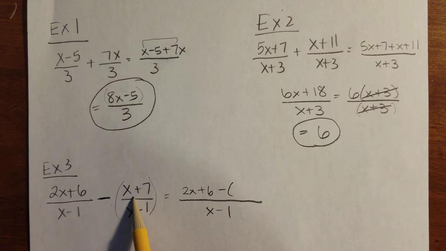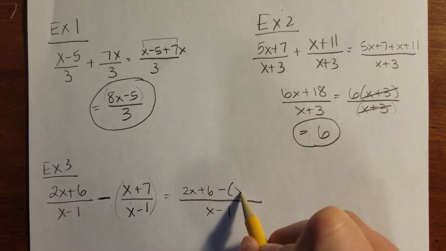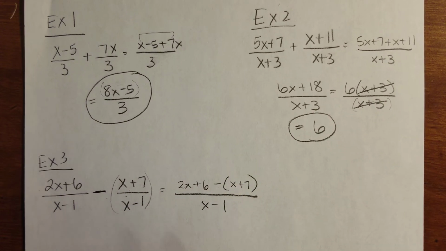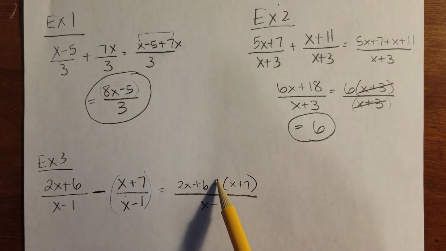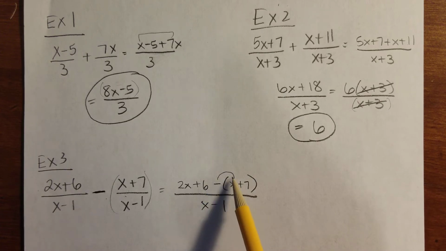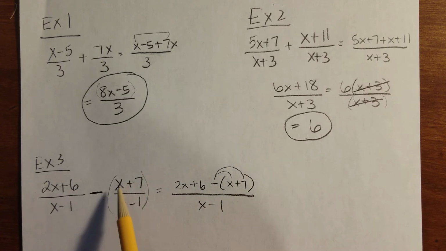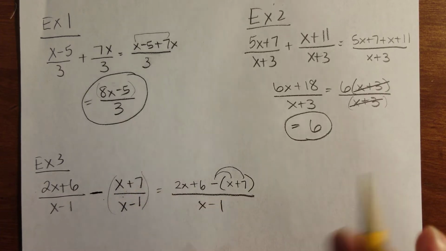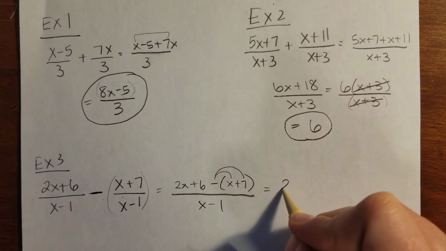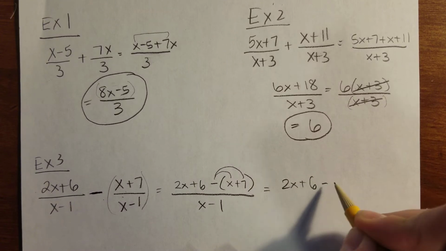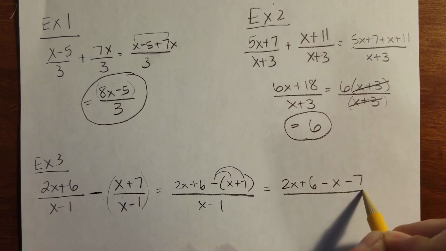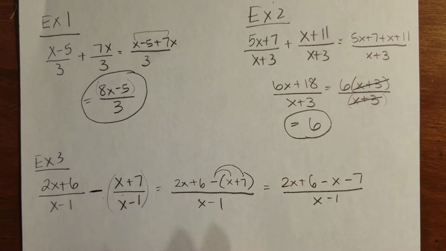Now my second numerator I'm actually going to put in parentheses. And that's just the visual signal for my brain that, oh yeah, this minus is getting distributed to both of those. It's not just going to make the x negative, it's also going to make the 7 negative. So we're going to have 2x plus 6 minus x minus 7 all over x minus 1.